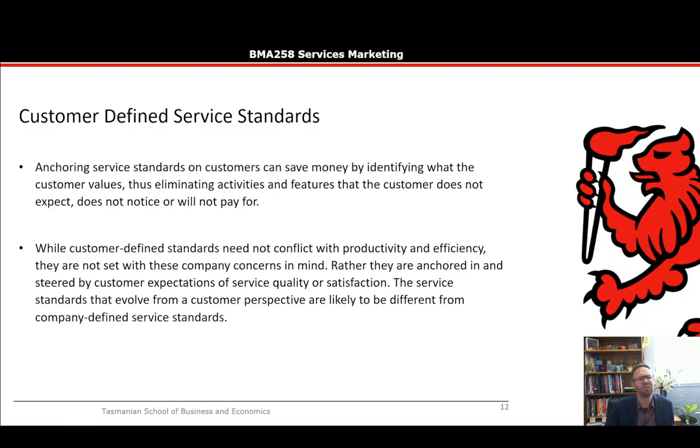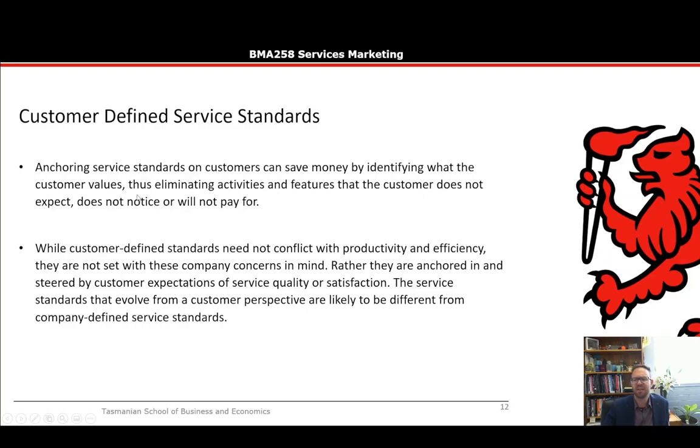So customer-defined service standards. Anchoring service standards on customers can save money by identifying what the customer values, thus eliminating activities and features that the customer does not actually expect, nor do they notice, nor are they actually willing to pay for. This sometimes happens when we think it'll be cool adding bells and whistles, like extra stuff onto our service, and by doing that we incur extra costs, but it doesn't mean much to the customer. So this is a good way of keeping things as efficient as possible and asking, what do the customers care about the most, and embedding that. That way you can get a competitive advantage by delivering what's most valuable.